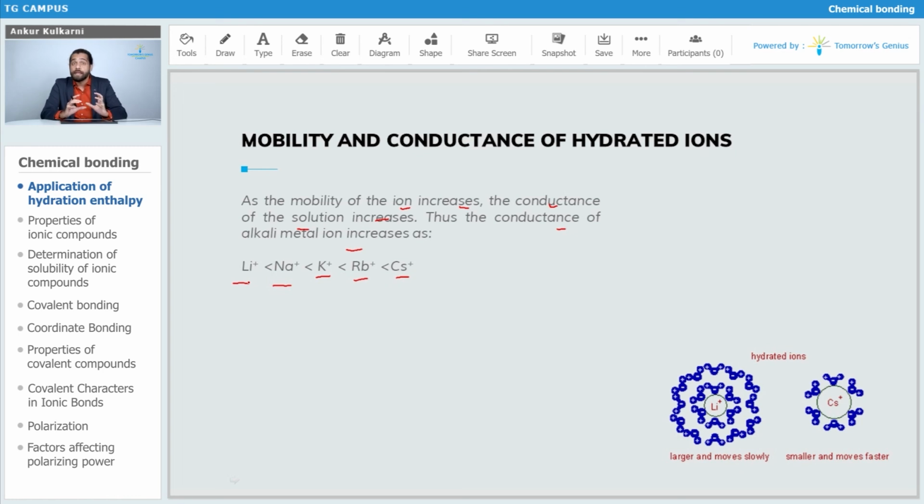So cesium, being the largest atom, will attract fewer H2O molecules. So the hydrated ion size will be less. So cesium will have the highest mobility, hence the conductance of cesium will also be the highest, and the lithium conductance will be the lowest, because the hydrated ion of lithium will be the largest, hence the least mobility. I hope this is very clear to you and there is no confusion in this.